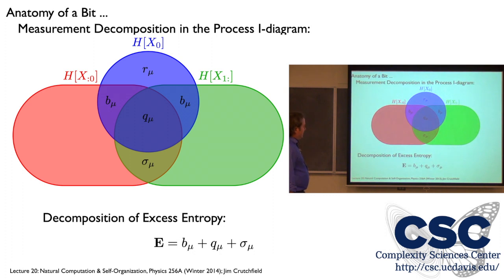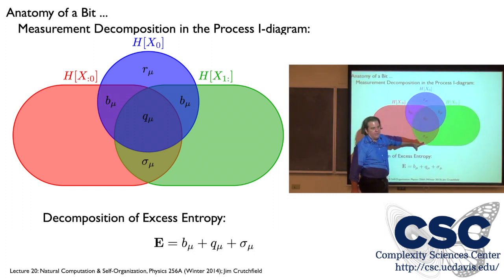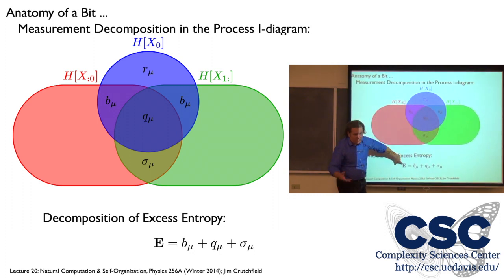Oh, and this I mentioned already. If I think of the zero variable as the first variable in the future, and the red here is just the past, then the mutual information between the past and the future is in this overlap here. So the excess entropy, past-future mutual information, is B mu plus Q mu plus sigma mu. So it has that little sigma mu piece in there.